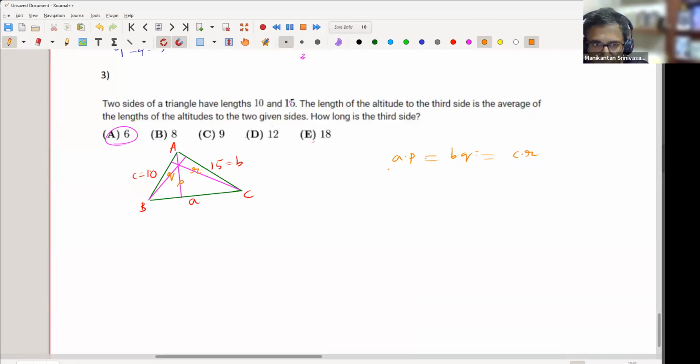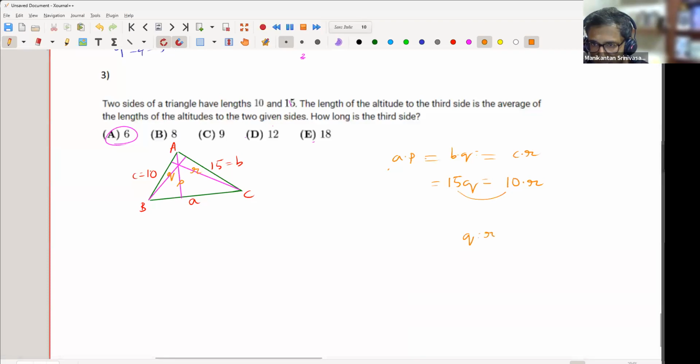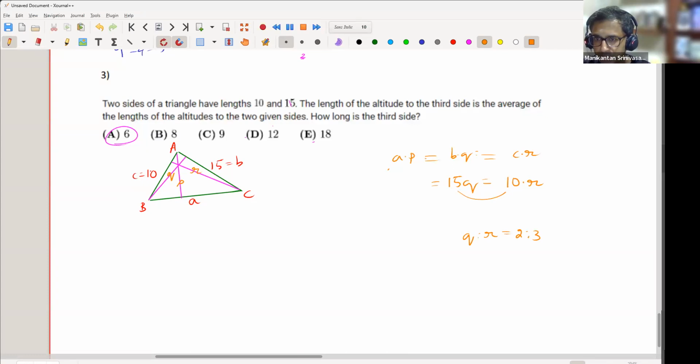B is given to be 15. So 15 times Q is 10 times R. We also know that P is the average of Q and R. So what is the ratio of Q to R first of all? We can just say Q is to R is 2 is to 3, because 15 into Q is 10 into R. So Q is the smaller one, R is the bigger one. So far, so good, guys.